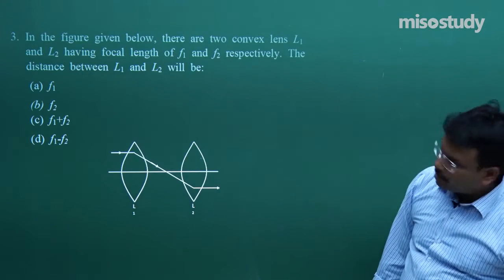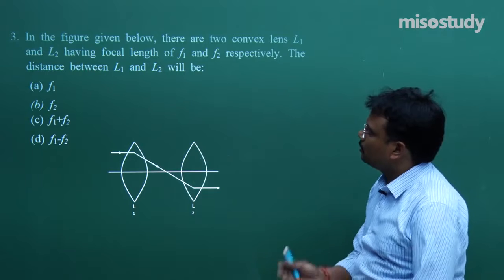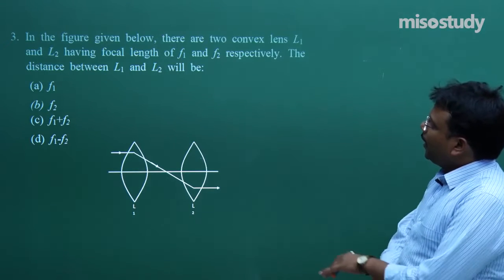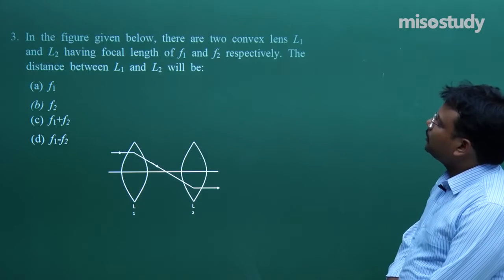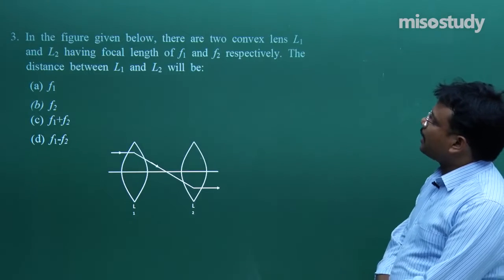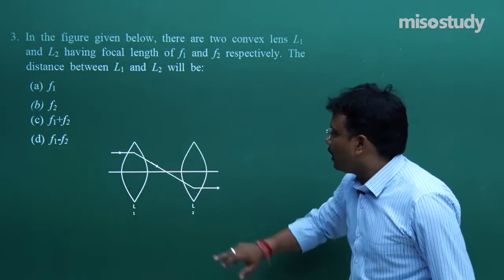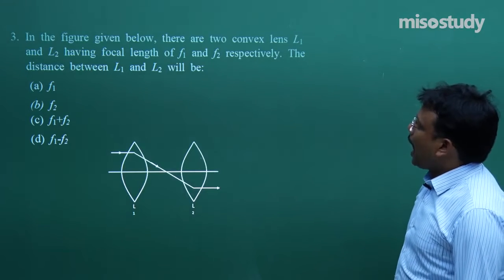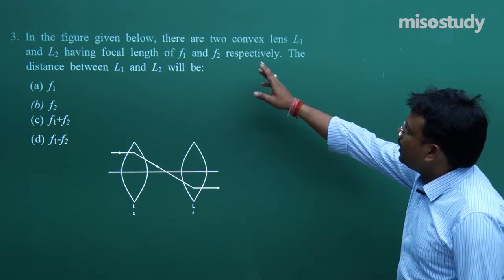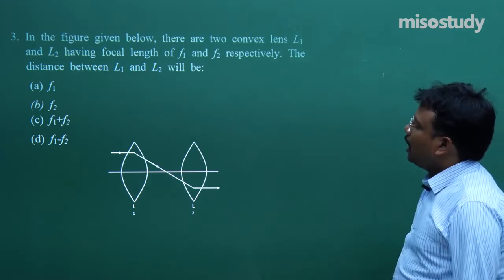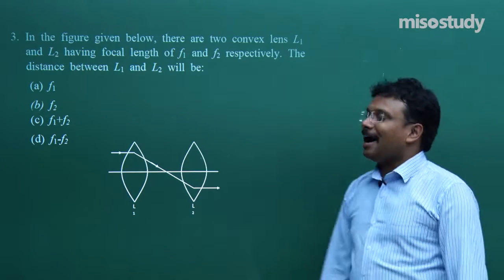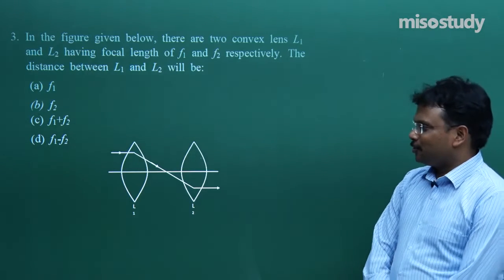Here comes the question, sorry for that technical disturbance. In the figure given below, there are two convex lenses L1 and L2, having focal lengths f1 and f2 respectively. The distance between L1 and L2 is how much?